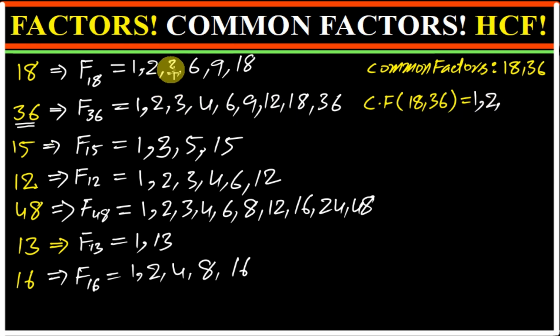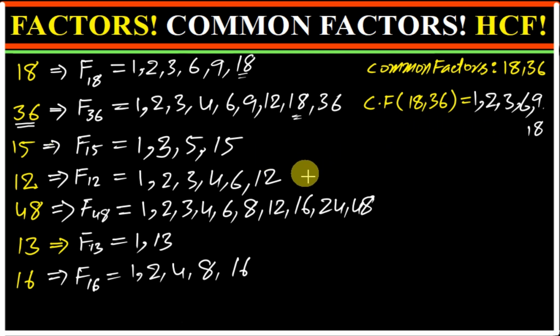Then 3 is also common. You can see here 3 and 3. So 3 is also common. What else? Is there anything else common? 6 is common. Yes, 6 you can see here and here also. Is there anything else? Yes, 9 is common. Then what else? 18 is also common. You can see 18 is here, 18 is here. So these are the common factors of 18 and 36.